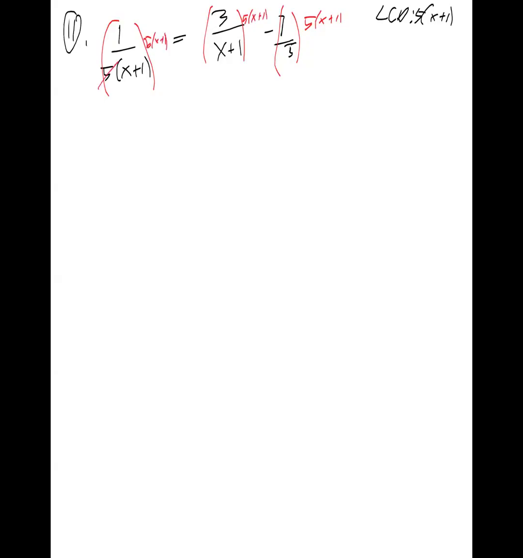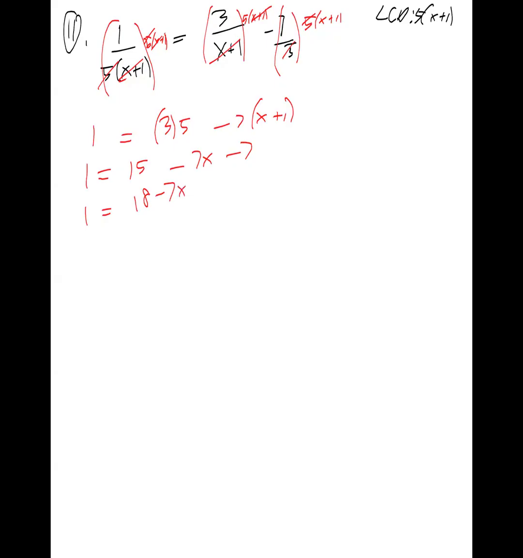In the first one, the 5 cancels and the x plus 1 cancels. In the second one, the x plus 1 cancels, and in the third one, the 5 cancels. So in the first term, you have 1. Second term, you have 3 times 5. And in the third term, you have negative 7 times x plus 1. So you have 1 equals 15 minus 7x minus 7. 1 equals 18 minus 7x.